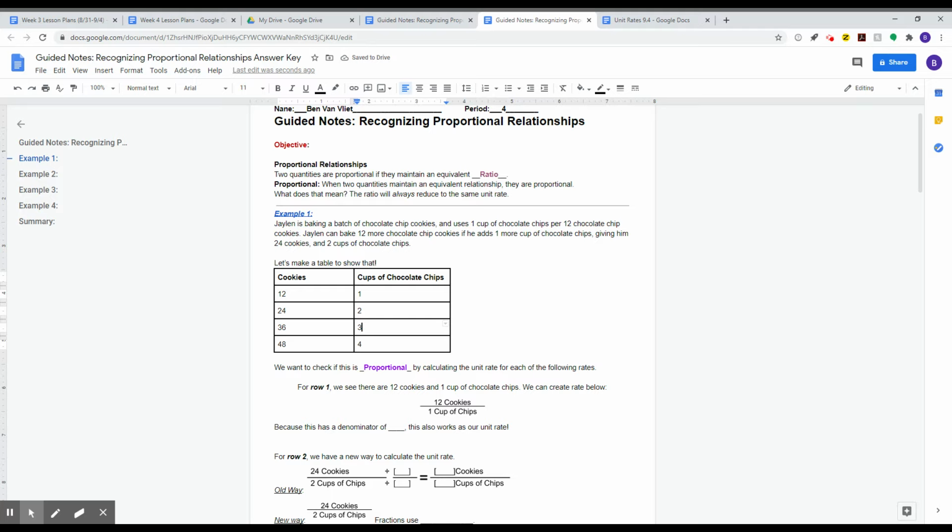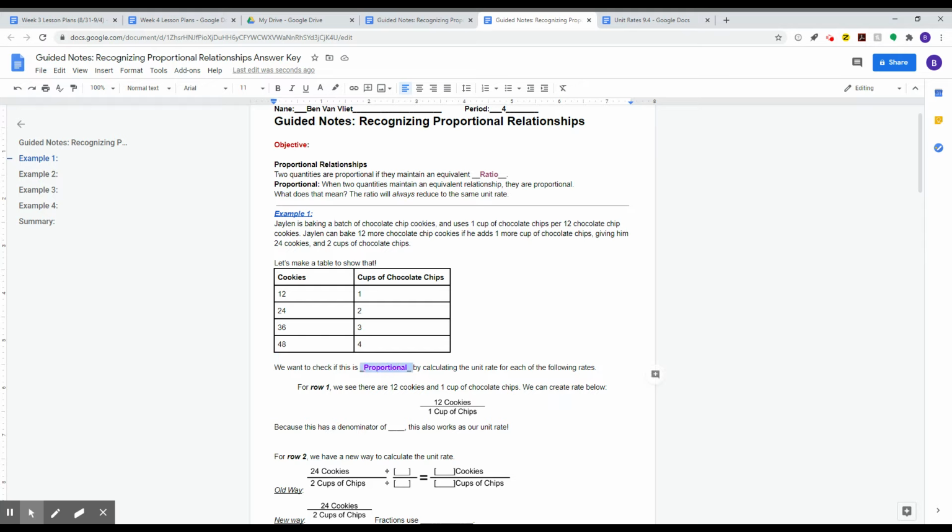Now, if I doubled the recipe, I would have double one. Instead of 1 cup of chocolate chips, I'd have twice that, which is two. And instead of making 12 cookies, I would have 24. So that's great. And I do this 2 more times here. Now we want to check if this is proportional.